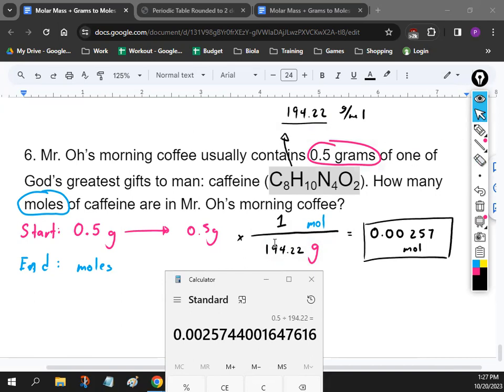So this fraction right here, we get this information from the molar mass, right? This right here. And then if you remember, by definition, molar mass is how much 1 mole weighs. So the numbers you add up go next to grams, and then 1 is always next to moles. Good question, though.